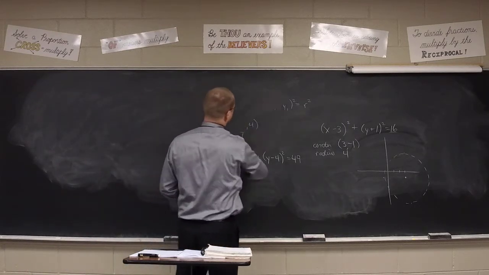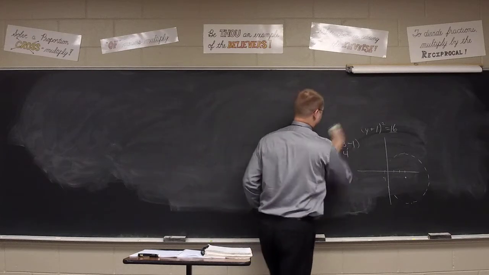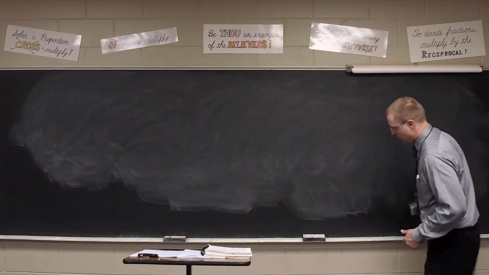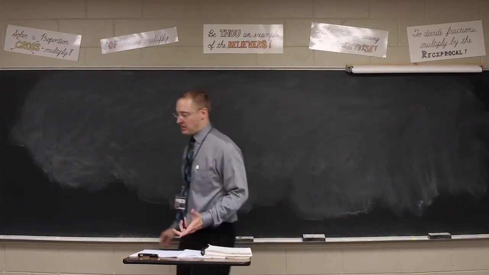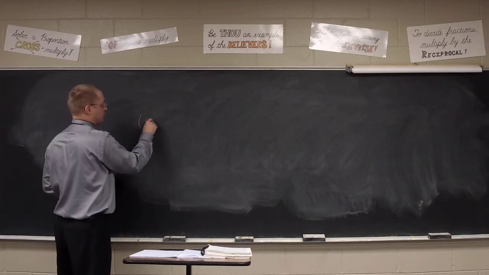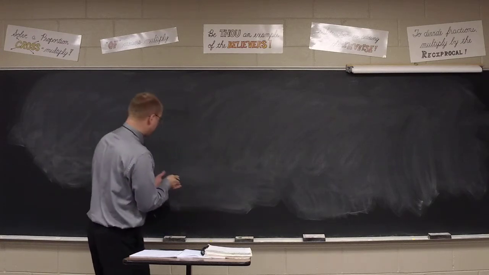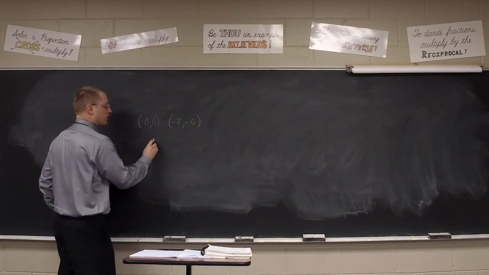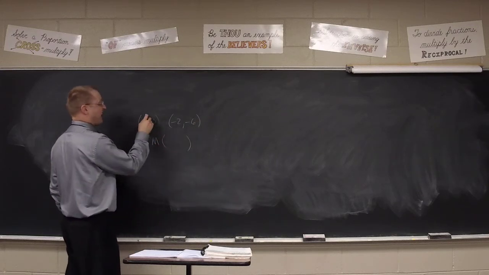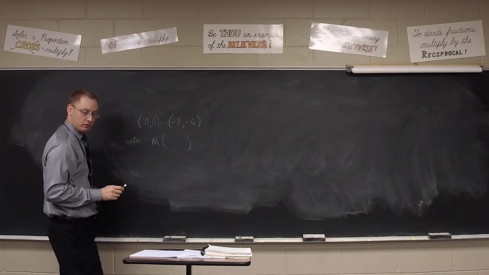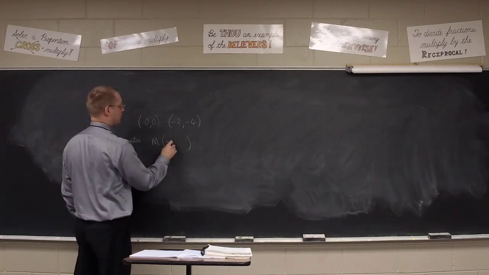If they give you endpoints of a diameter, that doesn't fit into the circle form. What two things do we need for the circle form? Center and radius. How do we go about getting either of those if they give us endpoints of a diameter, for instance, in this case at 0, 0, and at -2, -6? Find the midpoint and then find the distance. Good. Find the midpoint first of all, because if these are ends of a diameter, the midpoint is the center, and so the center of your circle is -1, -3.